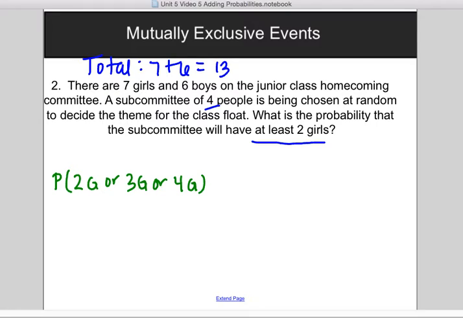Okay, so I have to figure out each one. Let's just figure out the probability of having 2 girls. If I want to have 2 girls, I am looking at 7 and choosing 2 of them. And we have boys on this one. If I have 2 girls and I'm making a committee of 4 people, that means I have 2 boys. So then I have 6 boys and I am choosing 2 boys, over my total ways to pick them, which is 13 total, and we are selecting a group of 4.